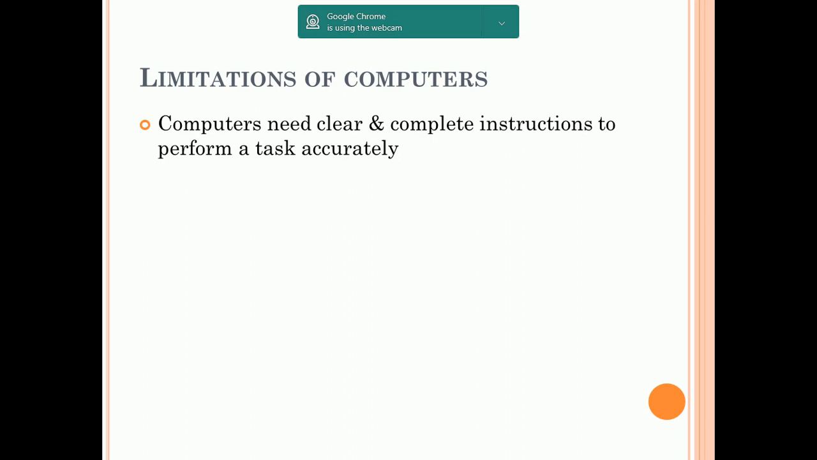Suppose I type K and I wanted to type N, but I typed K. So it will display K only, not N. It cannot read your mind, it only processes the instructions that are given to it. So you have to give clear and complete instructions to perform. So the first limitation is it needs clear and complete instructions to perform.